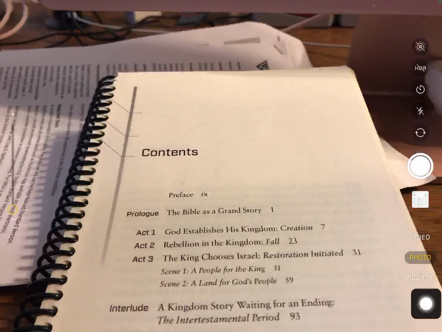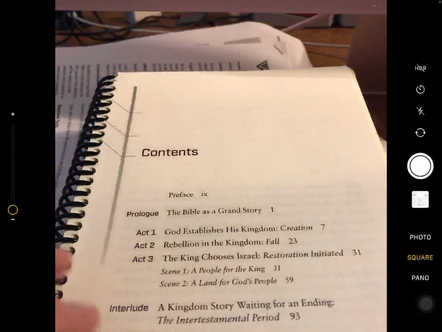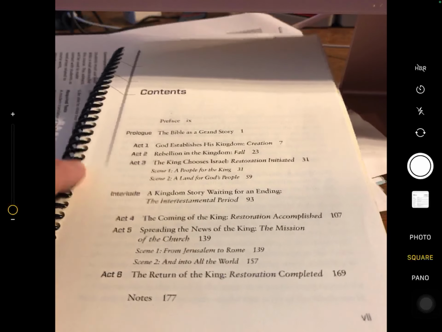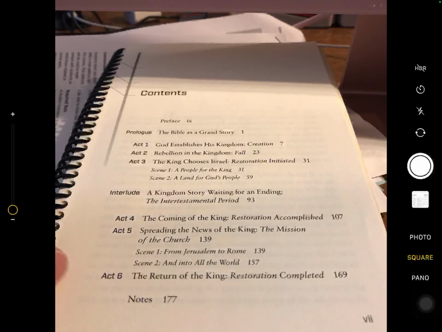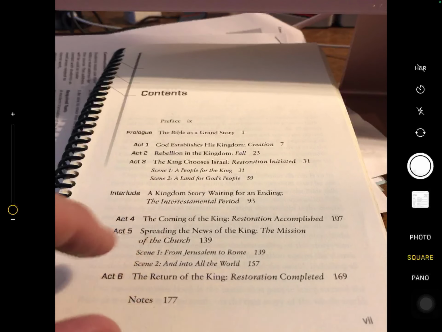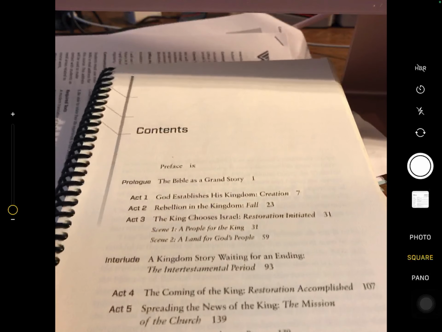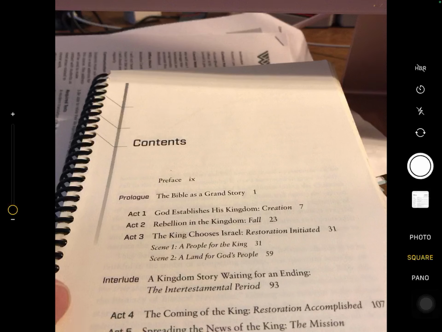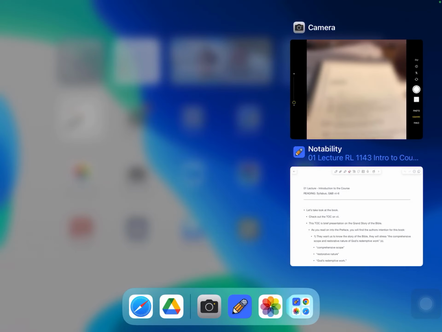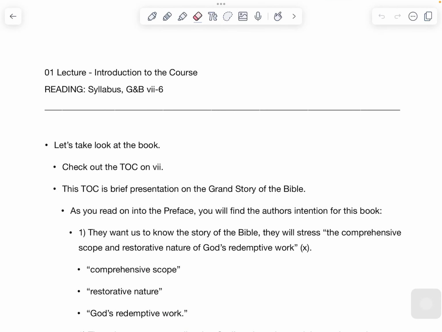So you see Acts 1, 2, and 3 with scenes 1 and 2. Then there's an interlude, and then we have Acts 4, 5, again 2 scenes here, and then Act 6. And we're going to be working through all of that material and learning more about it. So the table of contents is another way that they're using the grand story of the Bible.